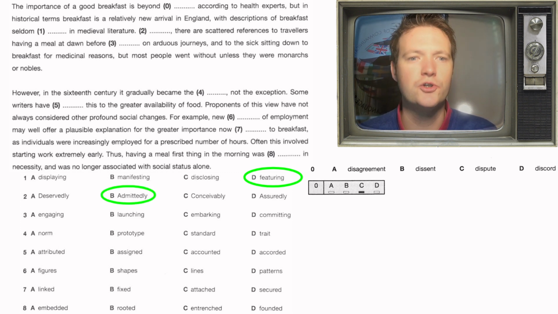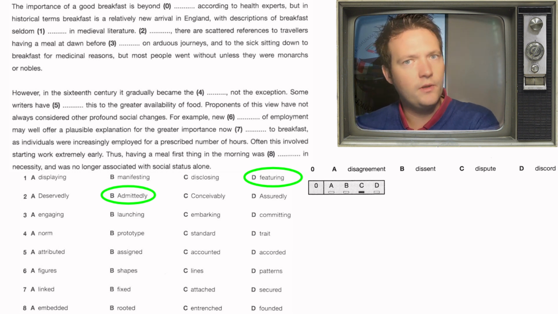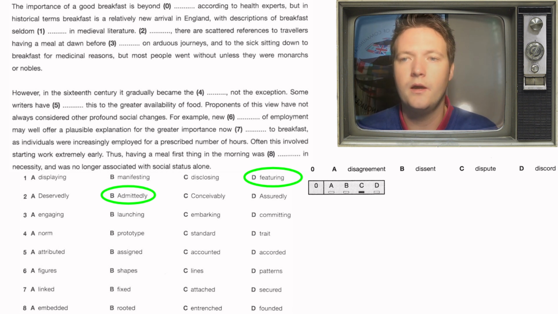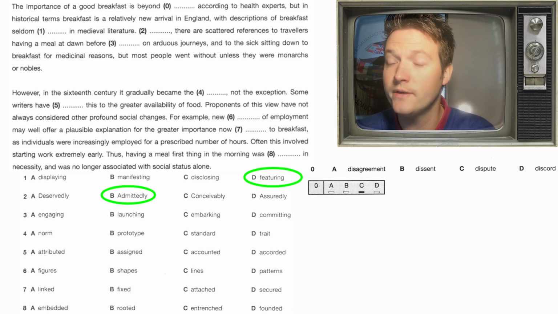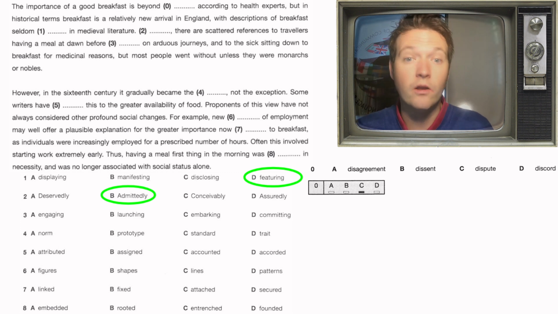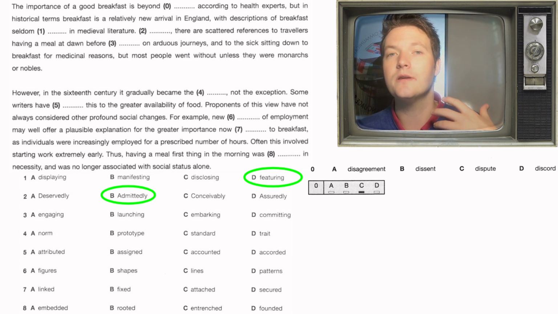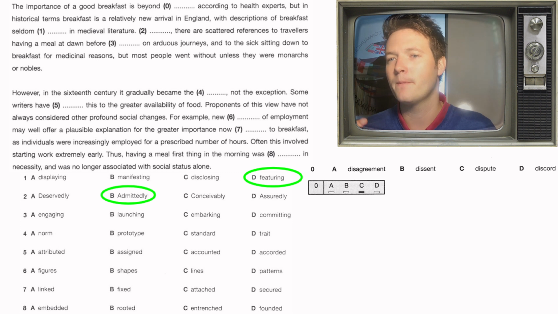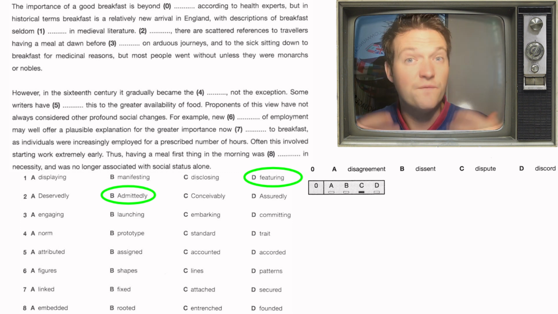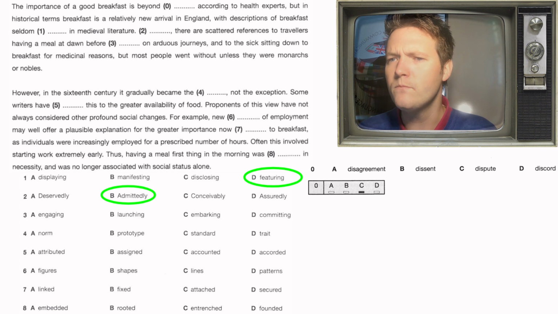There are scattered references to travellers having a meal at dawn before on arduous journeys. So before going on arduous journeys. So engaging, you can't say engaging on. So grammatically that would be wrong. And anyway, you engage in an activity. You don't engage in a journey. You engage in a debate. You engage in a fight. But no, you get involved in something. But no, that's wrong. Launching on.